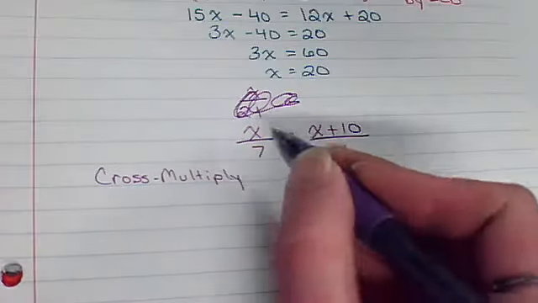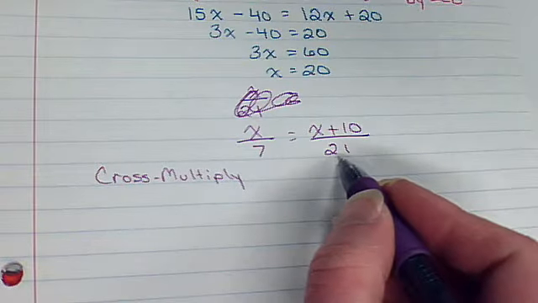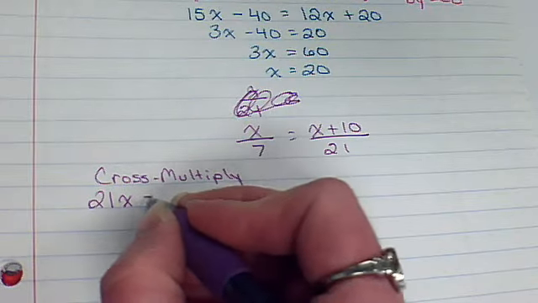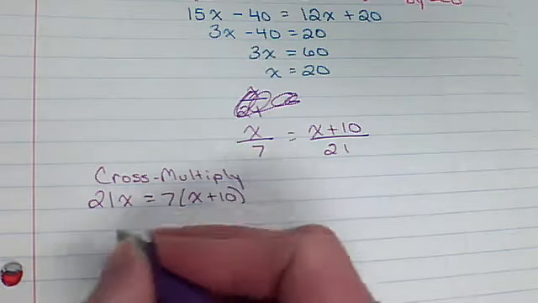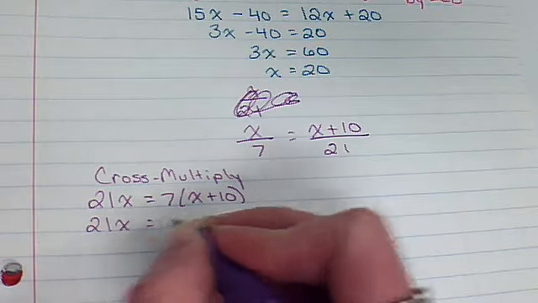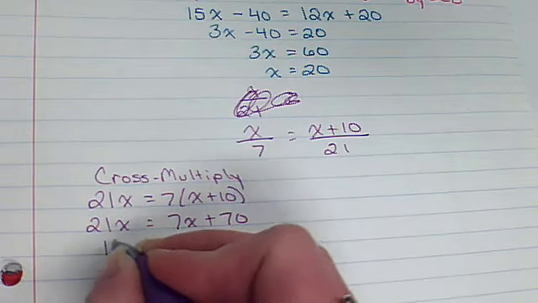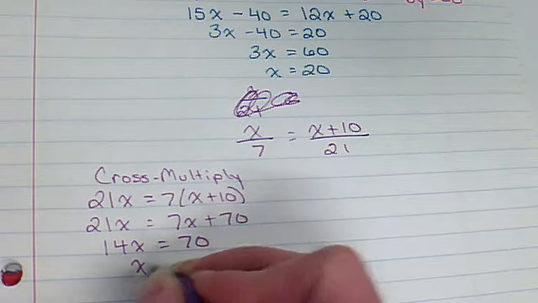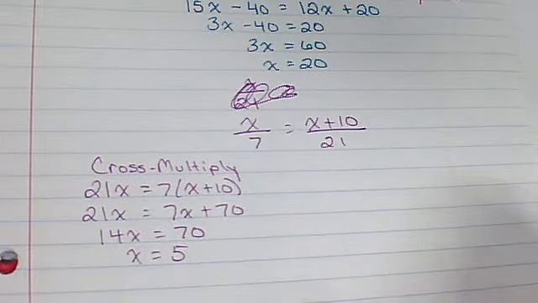This only works when you have a fraction that equals another fraction. So I would take the 21 times the x, 21x, equals 7 times x plus 10. 21x equals 7x plus 70. So I'd have 14x equals 70. So x equals 5. Now that is one method.